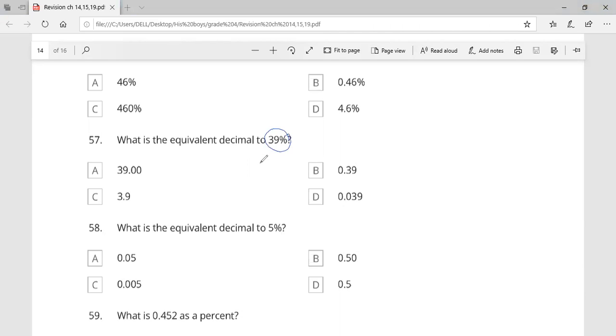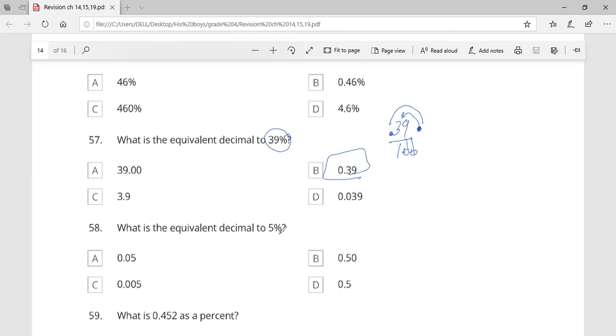Equivalent to decimal, here is decimal 39 over 100, because this symbol means 100. And you know that divided by 100, here is a magic decimal point. Move to the left, because dividing reduces the number or makes it smaller. Here are 2 digits, according to the zeros. Here is the decimal point, like this.